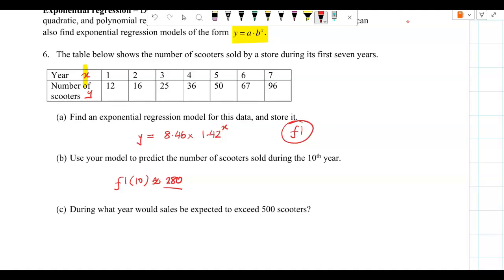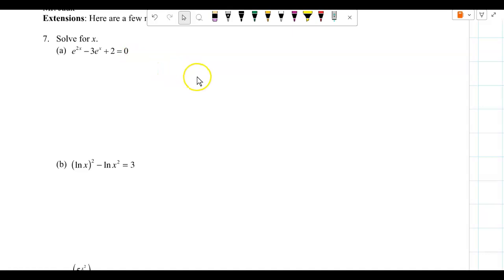During what year would the sales be expected to exceed 500 scooters? Then what is 500? The number of scooters, y. So 500 is equal to F1 of x. Solve for x. 100% this is going to come, so do this very, very well.